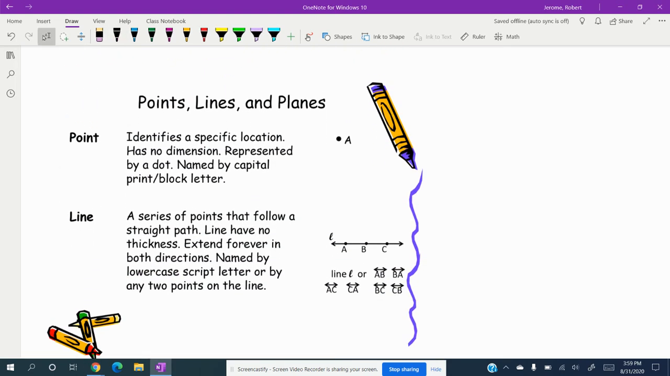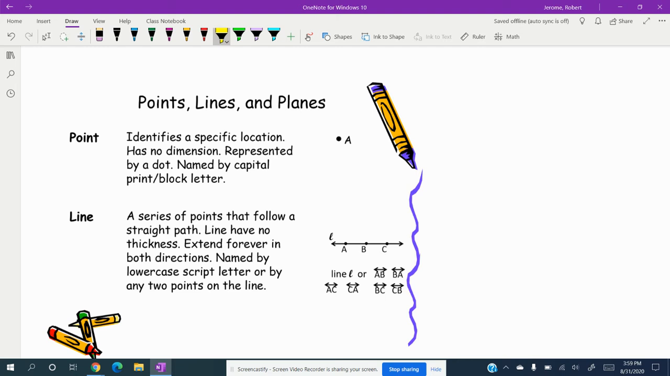So again, we have to know what these things are. Point. Again, you should be familiar with this. You've been plotting points on graphs all the time, and it's named by a capital letter. A line, a line goes on forever in both directions. Pay particular attention to how they are named. So this line right here has 7 different ways of naming it.